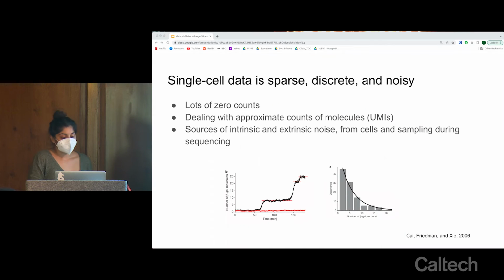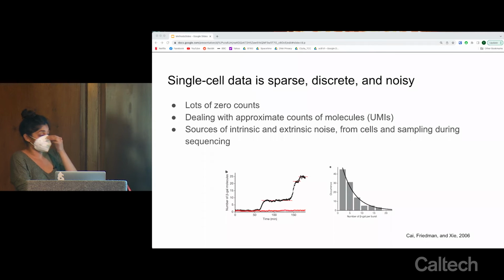And we also are dealing with actual discrete counts. So we have these UMIs, and I'll go into a little more discussion of what they are and how they work, but the idea is we're getting counts of molecules. And so we're in the space of non-negative integers, essentially, which is quite different from a lot of data where we make Gaussian assumptions and continuity assumptions about what we're working with. And also, there is a lot of noise.